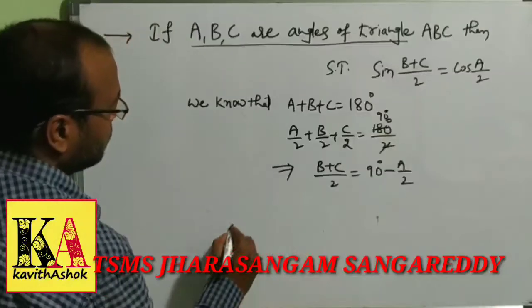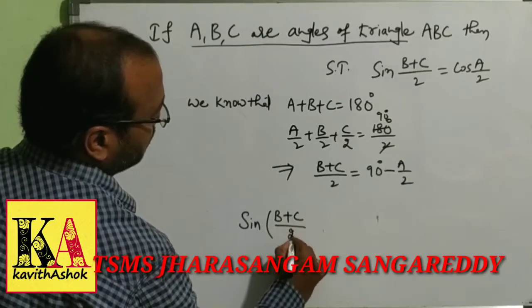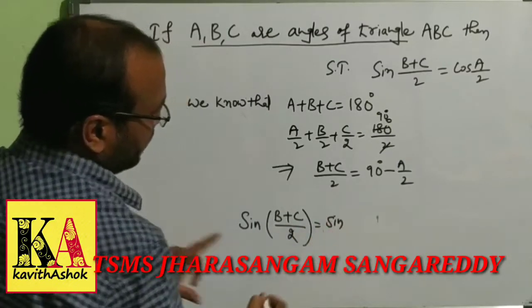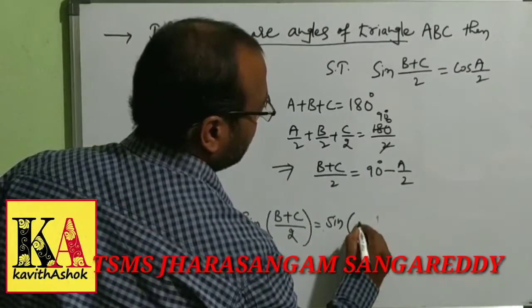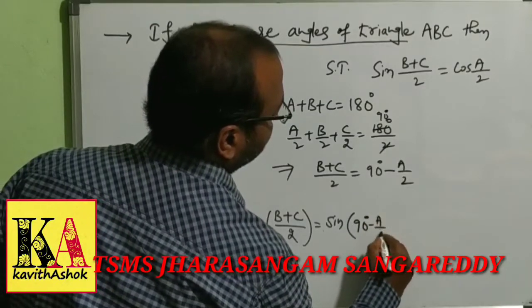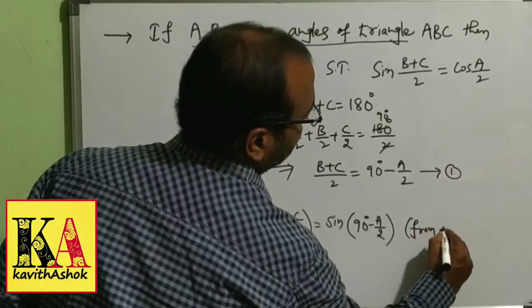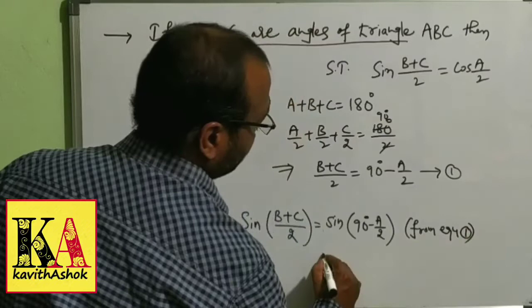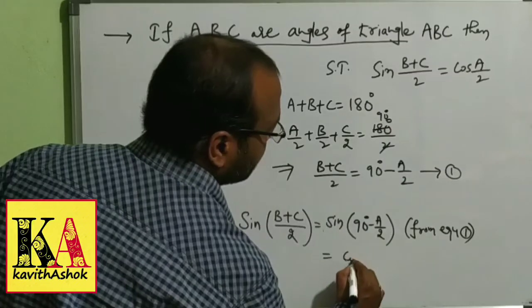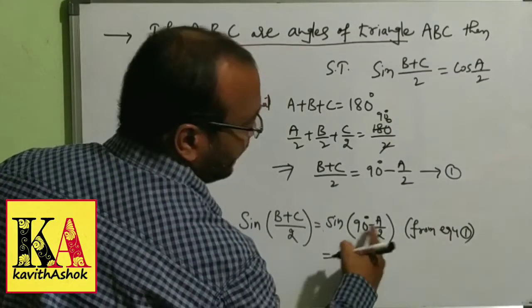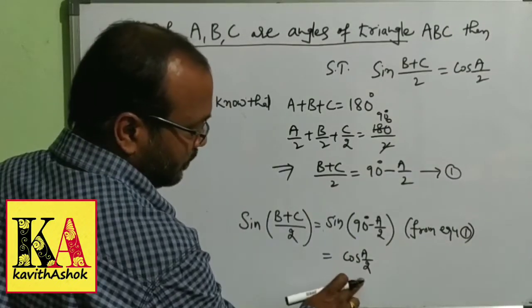Right. Now take the LHS part. Sine of (B plus C)/2 is equal to sine of, in the place of (B plus C)/2, what can we replace? 90 degrees minus A/2. Take this as equation number 1. Now, whenever 90 is there, we already know sine changes to cos. So cos A/2. 90 minus theta is in the first quadrant. In the first quadrant all the ratios are positive. So that's why the answer will be cos A/2.